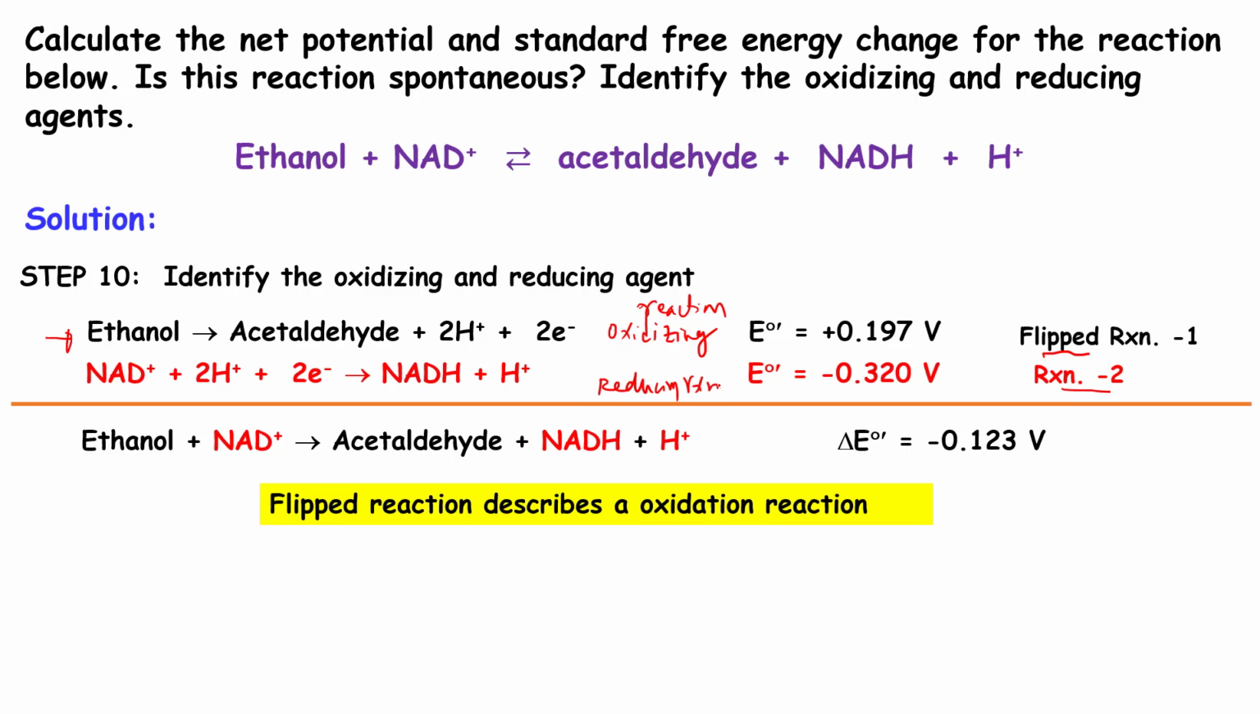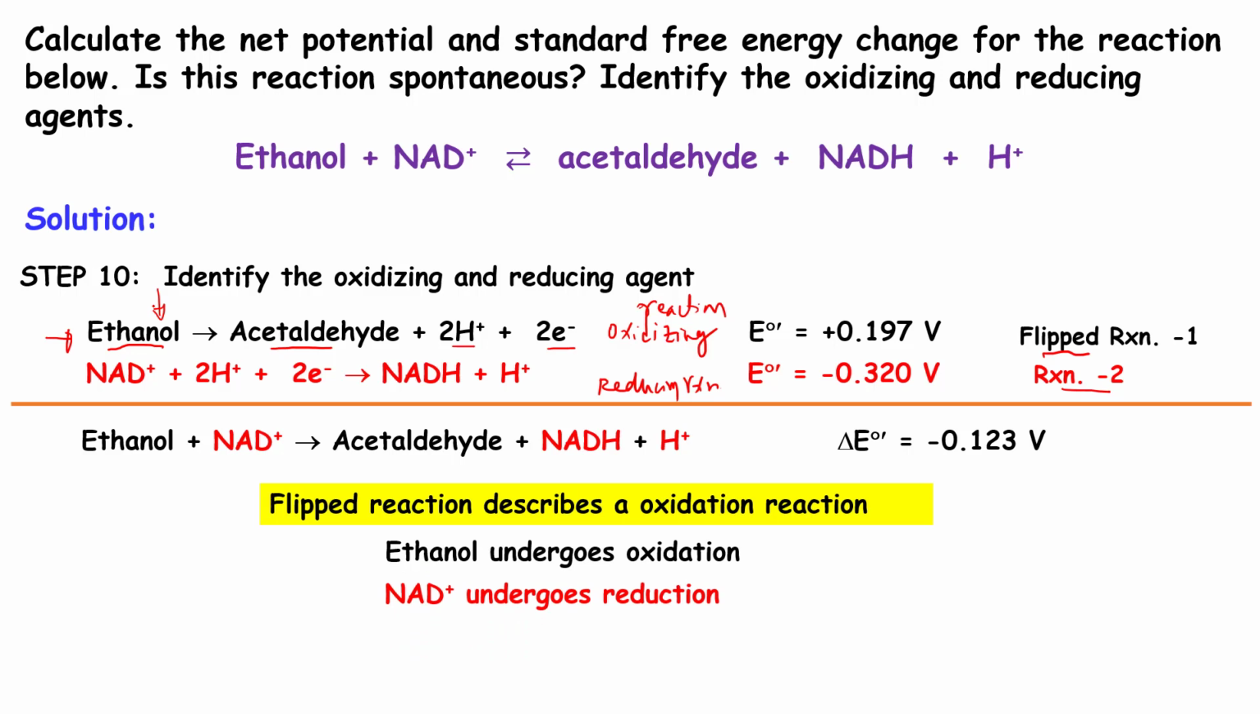Now, in the oxidizing reaction, which is the compound that is undergoing oxidation? If you carefully look at the top reaction, ethanol is changing into acetaldehyde, and in that process it is releasing 2H plus and 2 electrons. So that is telling you that ethanol is a compound that is losing electrons. Therefore ethanol is the compound that is specifically undergoing oxidation. By the same token, if you look at the bottom reaction, NAD plus is reacting with 2H plus and 2 electrons. That means NAD plus is the compound that is accepting the 2 electrons.